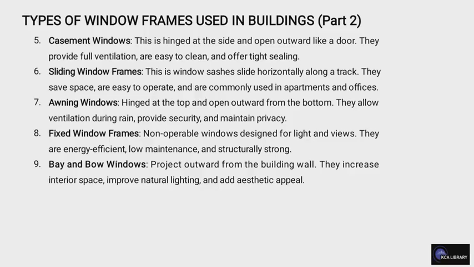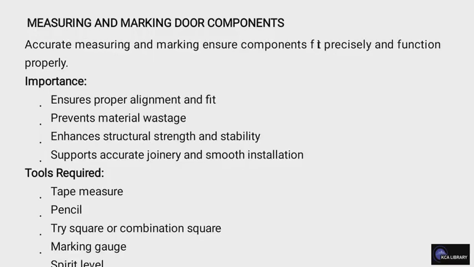We have the fixed window frame, and this is a non-operable window designed for light and views, and they are energy saving, known for low maintenance and also structurally strong. We have the bay and bow window, which projects outward from the building wall, and they increase interior space, improve natural lighting, and also add aesthetic appeal to it.